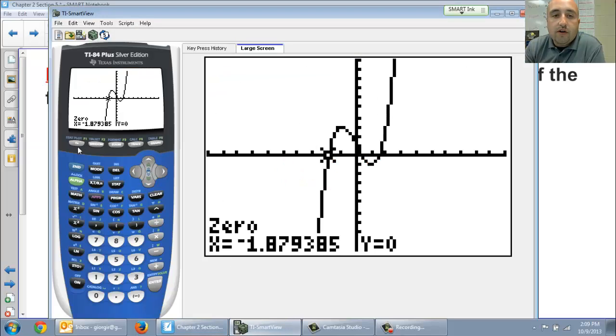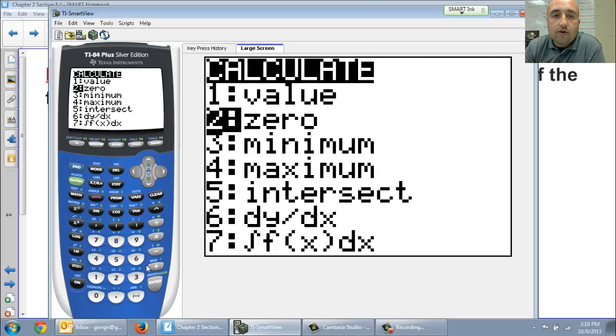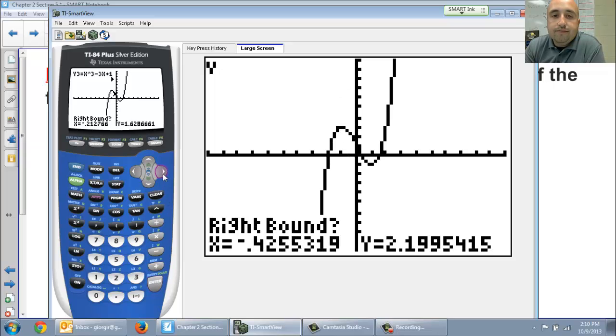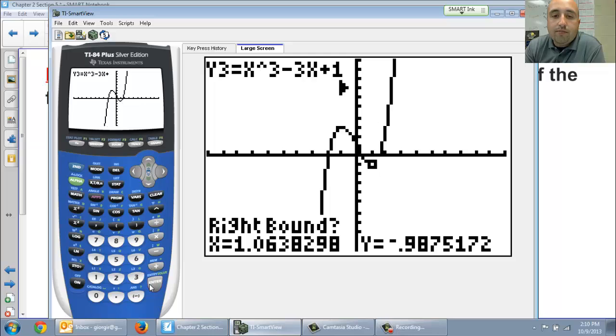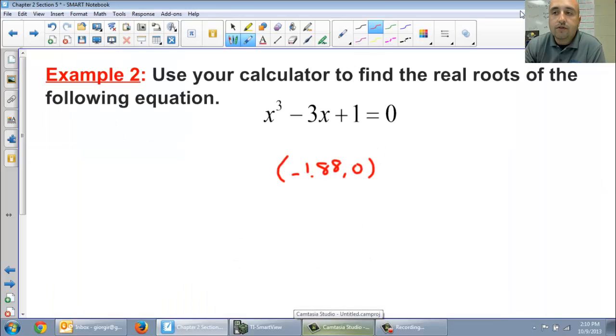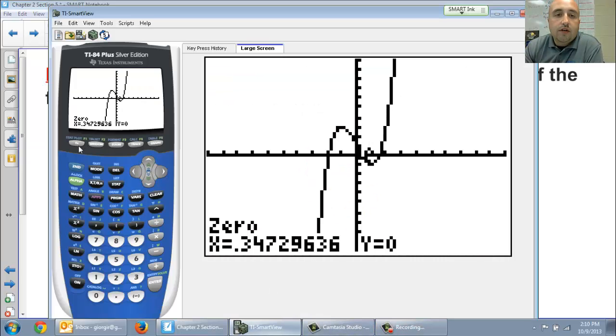Okay. Now let's go to the middle one. So second trace 0. It says left bound. So left of this point in the middle would be above it this time, because if you draw a line straight down, you're to the left. So enter above. Right bound would be below. Enter. And when it says guess, you'd enter again. 0.35, comma 0.